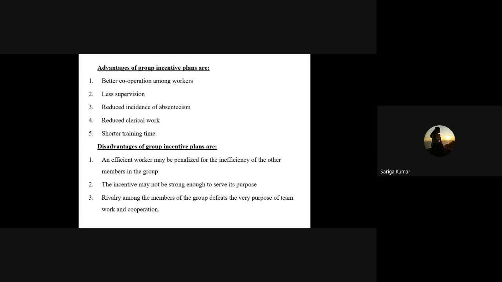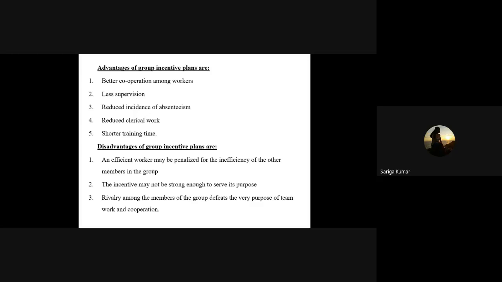There are certain advantages of having group incentive plans, because more cooperation among the workers can be brought about. They come to know that if they work together, they get a good incentive, and supervision will be reduced, because all of them will be working in the group and helping each other. There will be a sense of belongingness, and cohesiveness among the group will be very high. On that basis, those people are going to work together, and absenteeism will also be reduced.